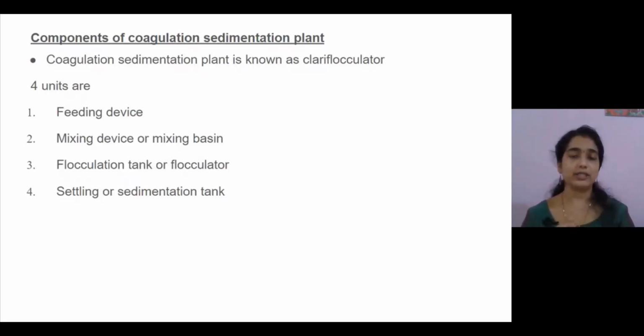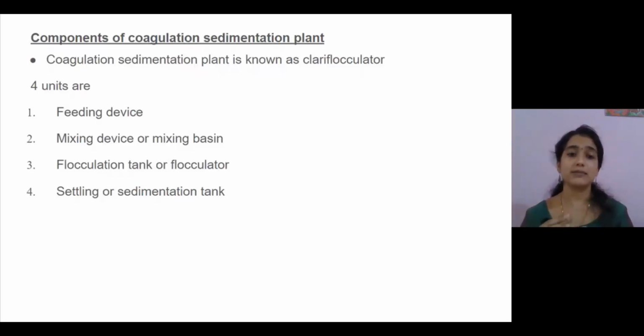In a coagulation or sedimentation tank, what is happening? The suspended impurities present in the water body, that is the finest impurities present in water, get agglomerated or flocks are formed due to the action of chemicals added into it. That is known as the coagulants. That is the first step. We have to add the coagulants. That feeding device is used for adding these coagulants into the raw water.